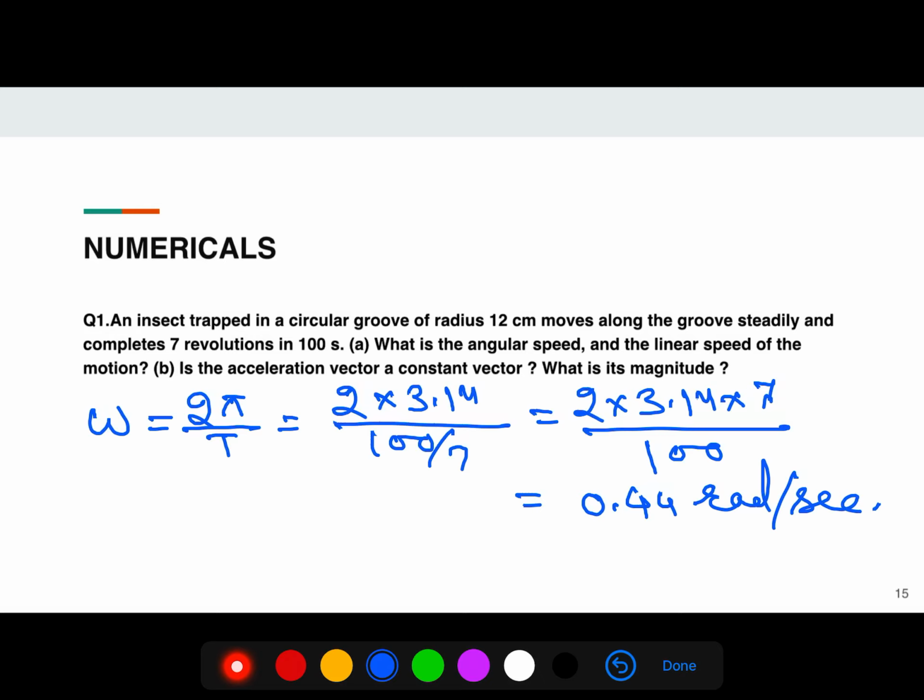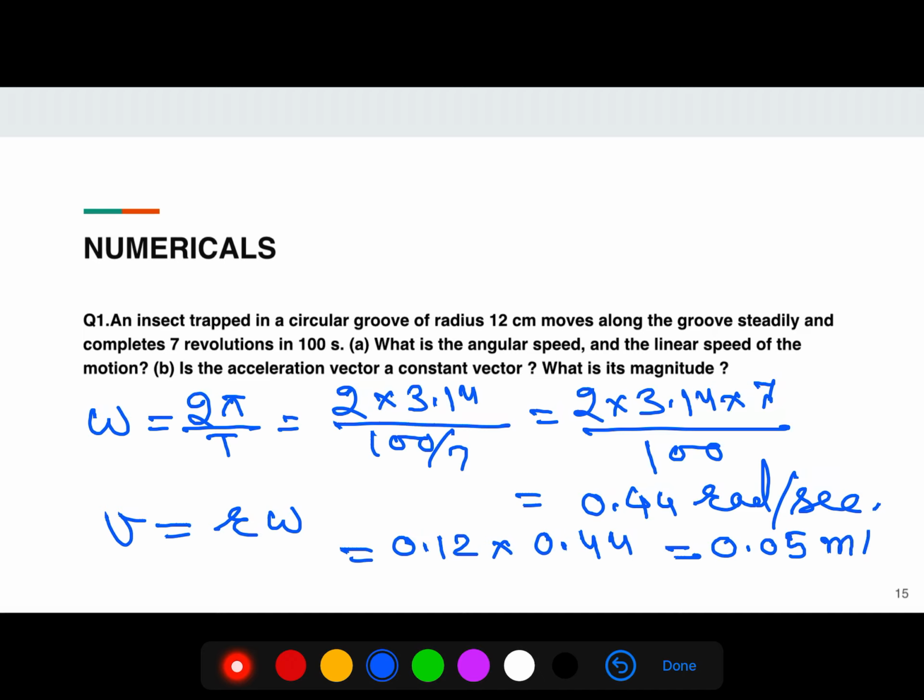And linear speed v is equal to r omega. So here r is 0.12 meter into omega is 0.44, then it will be 0.05 meter per second.